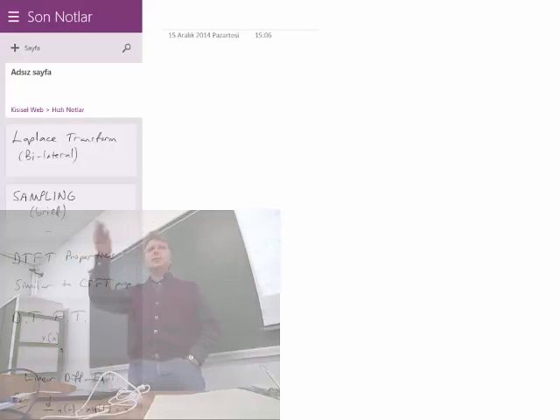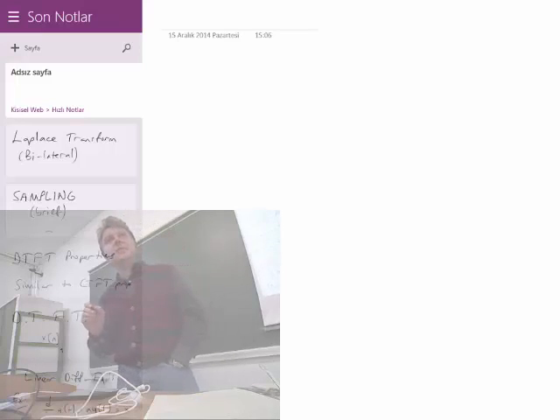Okay, let's continue. So we have seen the significance of the pole, or the poles in the region of convergence, and we have mentioned that if the region of convergence includes the j omega axis, then we say that the system is stable.